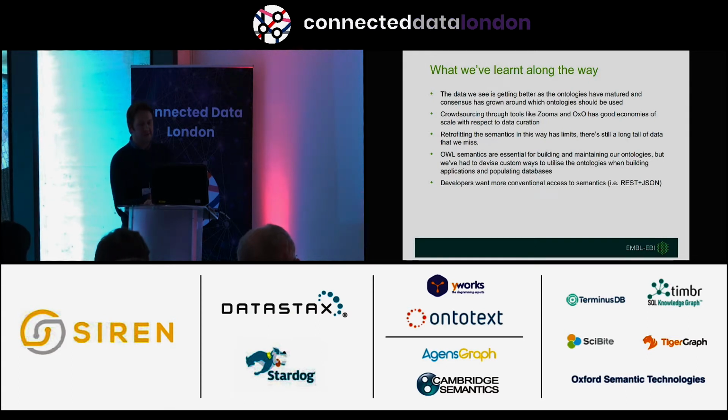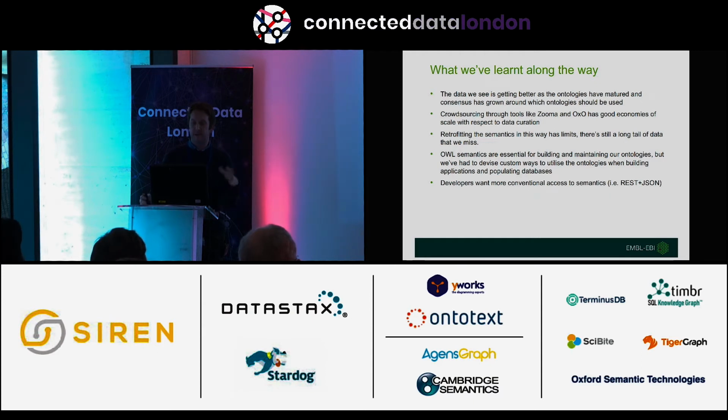So I just tried to come up with some things that we've learned in doing this over the last 10 years. Obviously when we started, there were a few ontologies and it was all a bit chaotic, but this has really matured now. There is a core set of well-developed ontologies in the life sciences, and there's growing consensus between us internationally on which ones we should be using. So this makes life a lot easier.